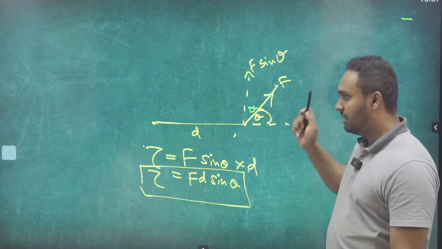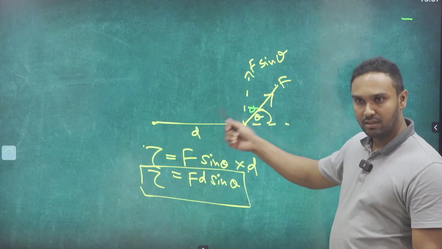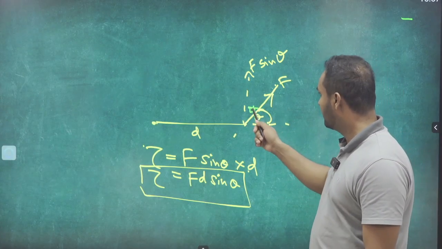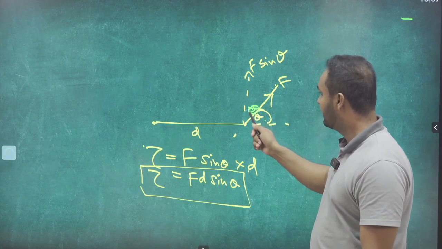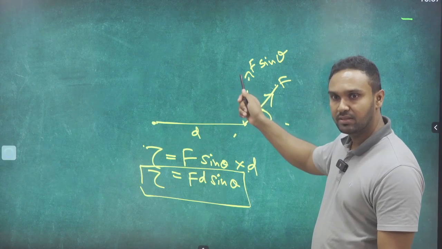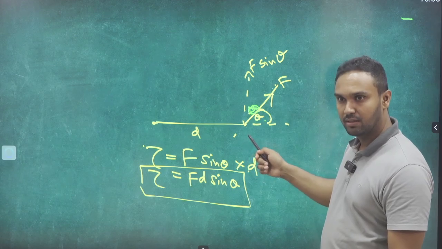But the thing that you should know is we took the component which is perpendicular to the distance. That's all. Get it? If θ is given here, you have to take the cos value because the cos value is the perpendicular component now. Get it?